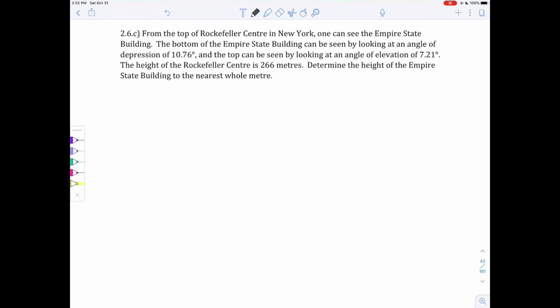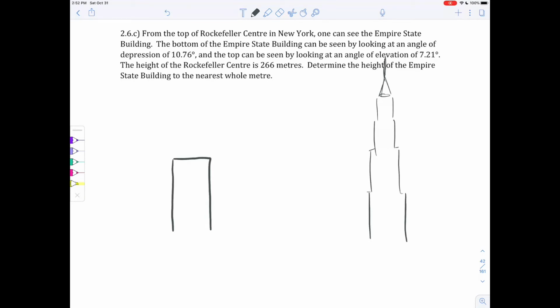Okay, so taking a look at opportunity C, the last opportunity of this section. From the top of the Rockefeller Center in New York, one can see the Empire State Building. All right, so Rockefeller Center. Okay, an Empire State Building. I think it looks something along the lines of this. It's got like a pointy tip. Yeah, it's got its party hat.